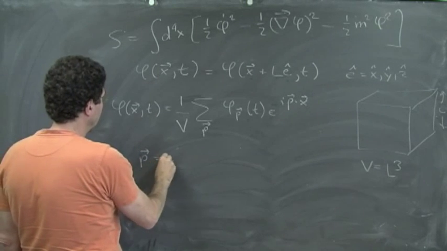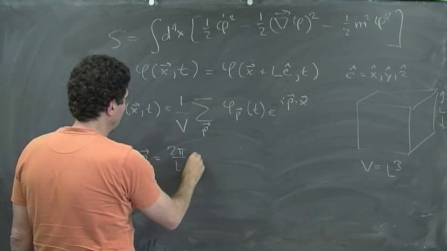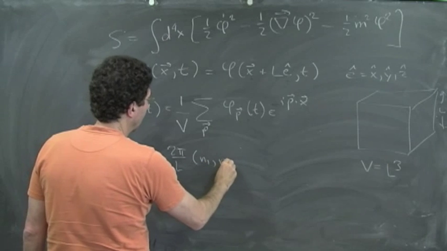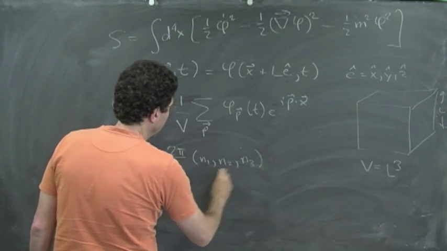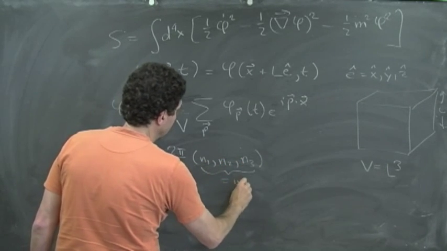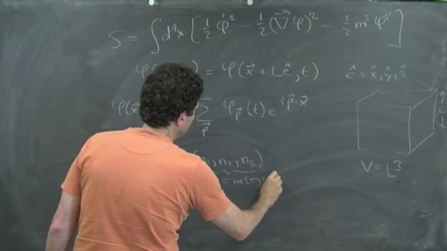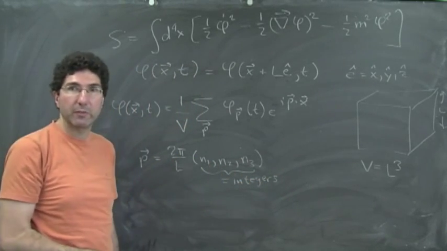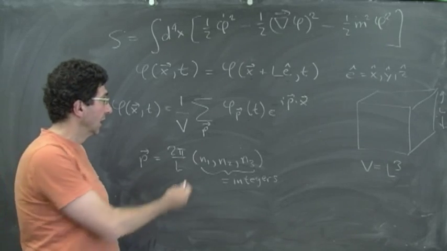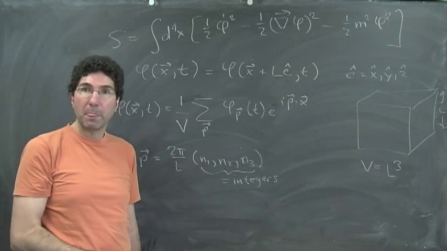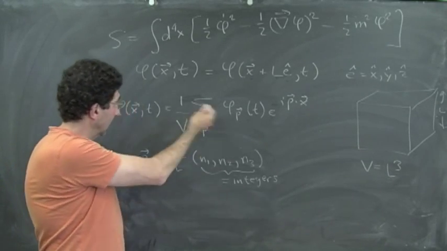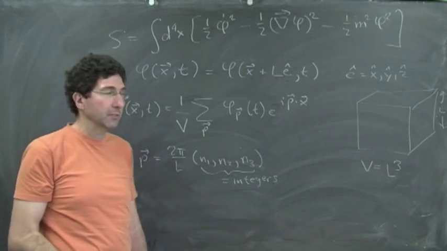The allowed momenta are just given by 2 pi over L times a vector, where the three components of the vector are just integers. So this is really a discrete sum, okay? And yeah, this is just a discrete Fourier transform.